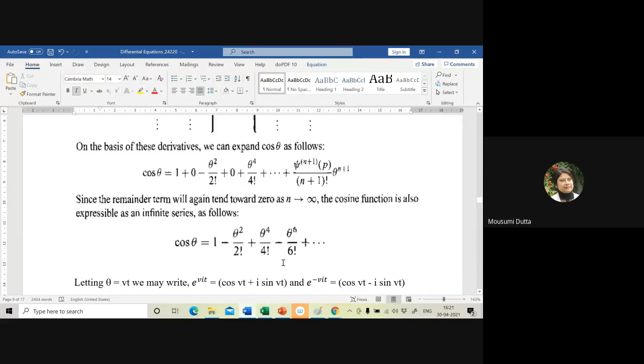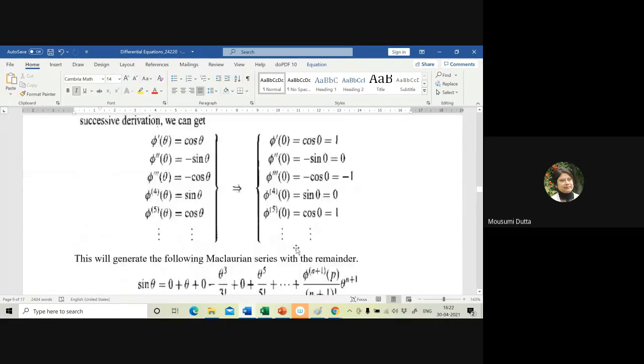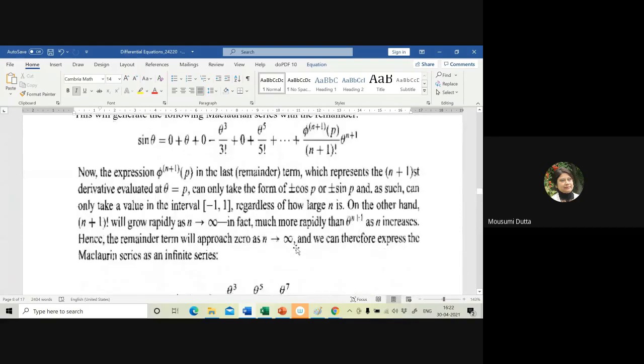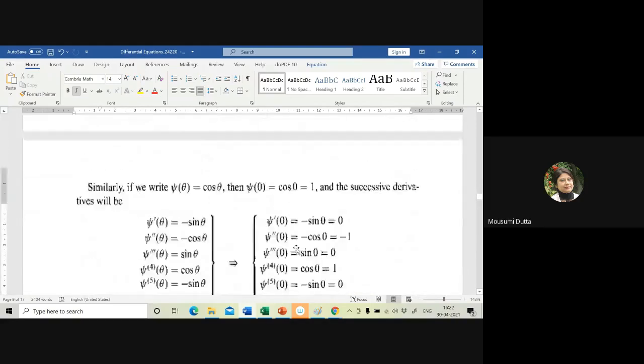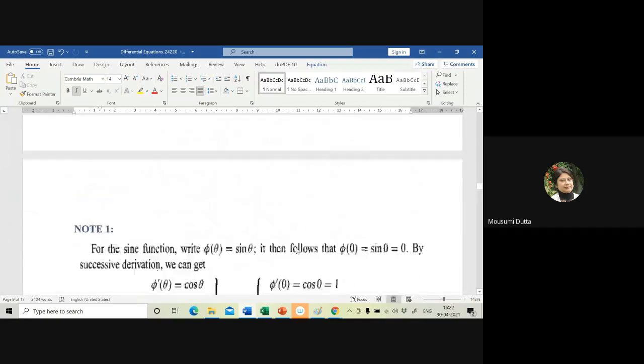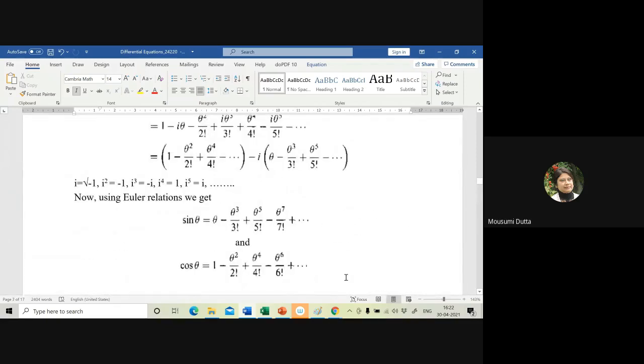Hence, cos theta can be presented as 1 minus theta square by 2 factorial plus theta to the power 4 by 4 factorial, etc. So this is the note on Taylor series expansion, or you can say Maclaurin series, which is giving you some idea how cos theta and sine theta can be presented in this format.